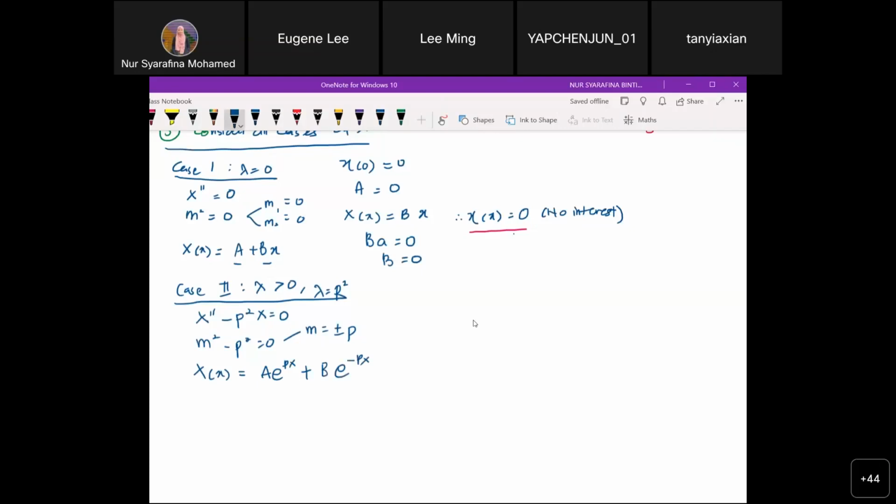Applying the condition, when x equals 0, x0 equals 0. So a plus b equals 0, right? B equals negative a. And then the updated equation will become A (e to the px minus e to the minus px). All right? Are you following?